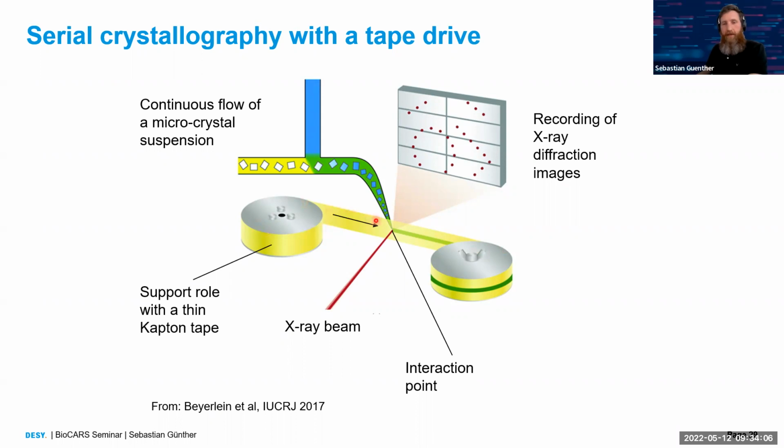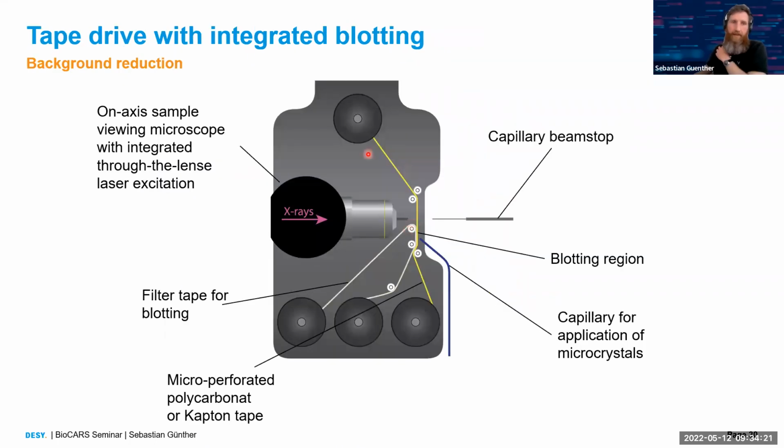For this, we have a tape which is pulled through the X-ray beam, and then we have a nozzle where we pump our crystal slurry onto the tape. And of course, we have all this liquid still here, which will increase background scattering. And for this, we developed an improved tape drive, which has an integrated blotting mechanism.